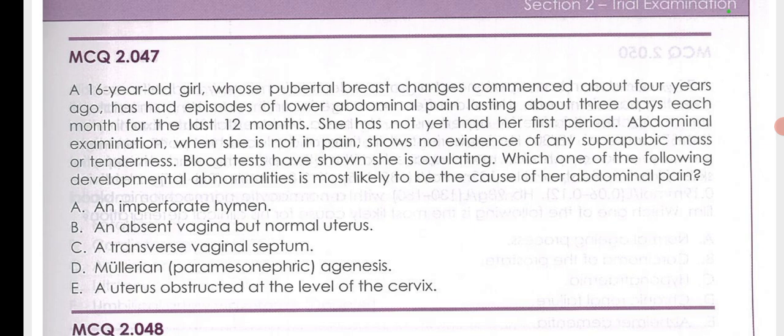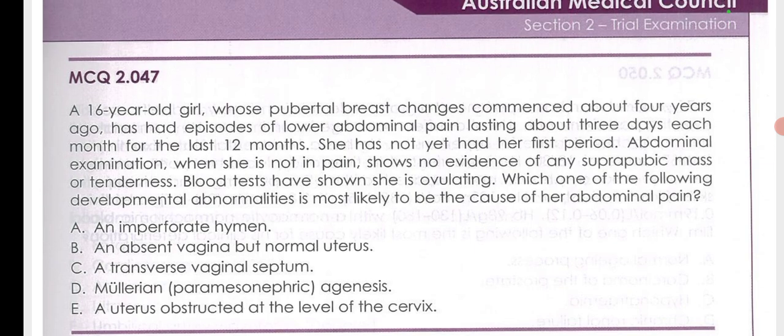A 16-year-old girl whose pubertal breast changes commenced about 4 years ago has episodes of lower abdominal pain lasting about 3 days each month for the last 12 months. She has not yet had her first period. Abdominal examination when she is not in pain shows no evidence of any suprapubic mass or tenderness. Blood tests have shown that she is ovulating. Which one of the following developmental abnormalities is most likely to be the cause of her abdominal pain?